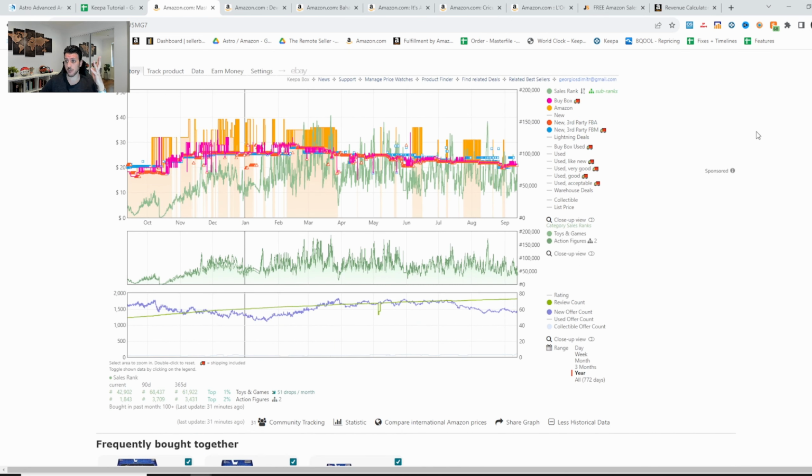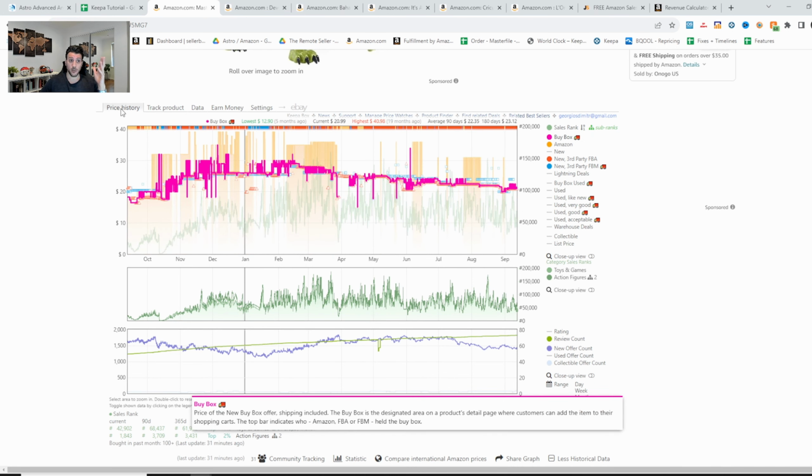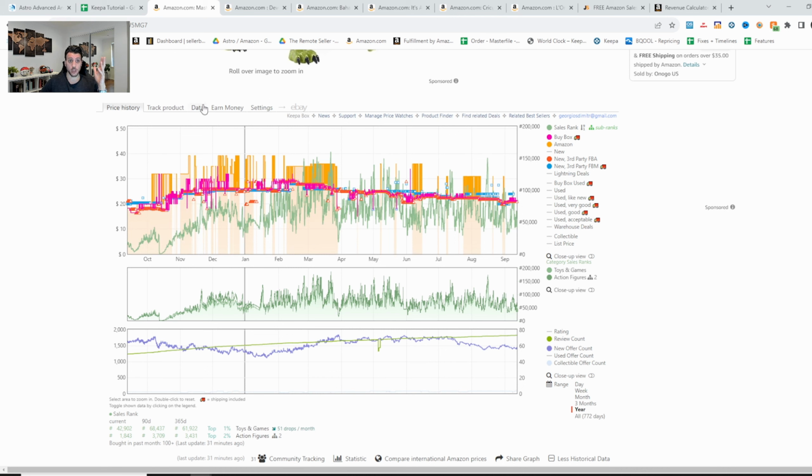Now let's scroll down to the Keepa chart and information. Keepa inserts itself right below the product image and the bullet points. This is what you look at when you look at Keepa. This is the historic chart. This is the price history, but there are tabs here where you can scroll to and look at more price information.